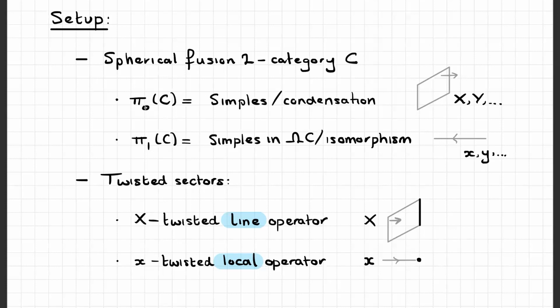And again, there are 2 homotopy groups of the category. One is pi 0, and this is now computing simples up to condensations. It's slightly different than for fusion 1-categories. On the other hand, we also have pi 1 of the fusion 2-category, and that's computing simples in endomorphisms of the identity modulo isomorphism. But these two gadgets here, pi 0 and pi 1, they're capturing basically surfaces modulo condensation and lines up to isomorphism.